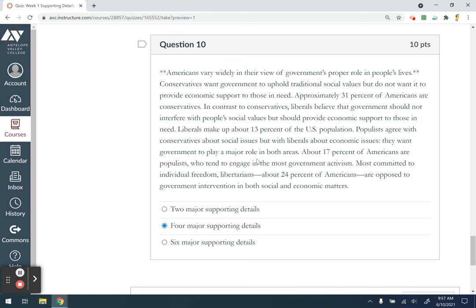This brings us to an end to the practice tutorial review for 3.1 supporting details. Make sure to read carefully. Always look for the main idea prior to looking for the supporting details. Because if you don't know what the main idea is, you're not going to be able to find the correct supporting details that will support the main idea.